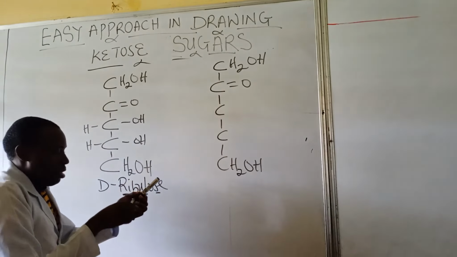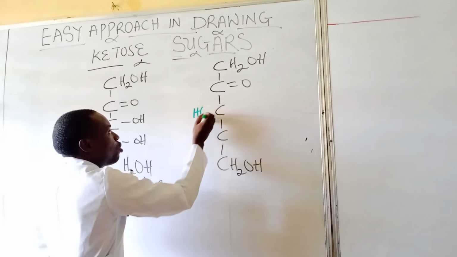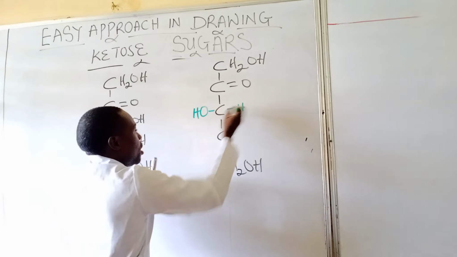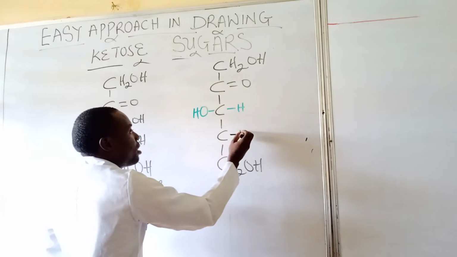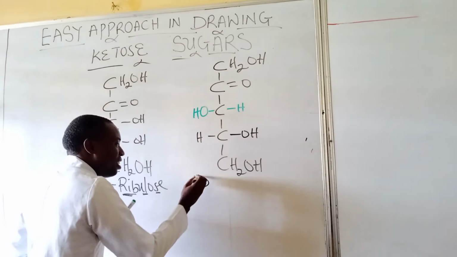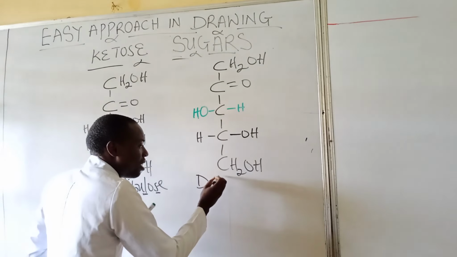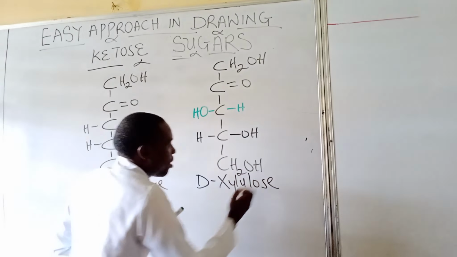So let me use a green marker so you can understand this. This is HO, then here is H. This is where the changes are. Then every other thing remains the same. This is what we call the D-xylulose.